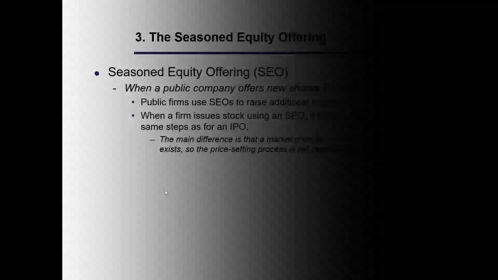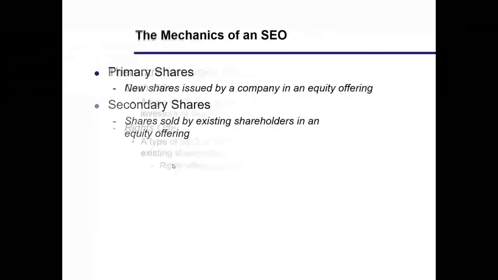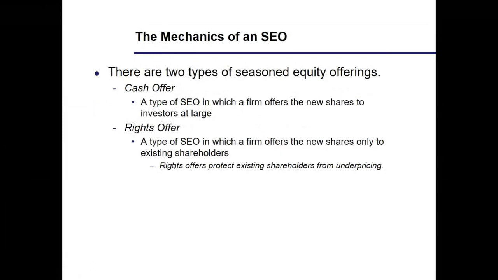So you can also do a seasoned equity offering, when a public company offers new shares for sale. The public firm uses a seasoned equity offering to raise additional equity. When the firm issues stock using an SEO, it follows many of the same steps as an IPO. The main difference is that the market price for the stock already exists, so the price setting process is not necessary. The primary share and secondary share I've already talked about, and there are different ways to do the SEO, the seasoned equity offering.